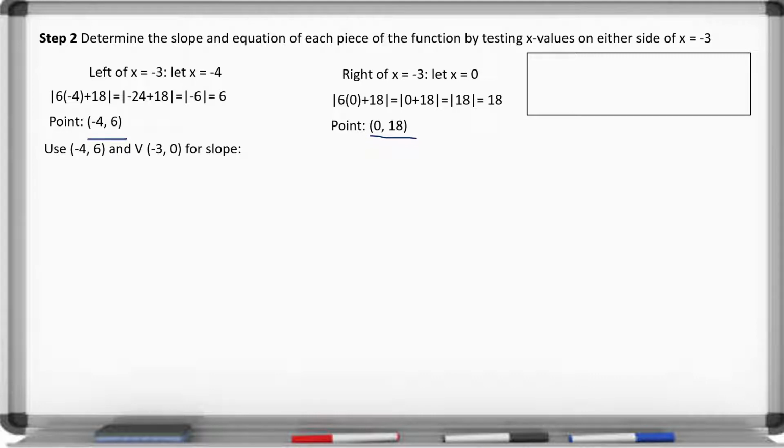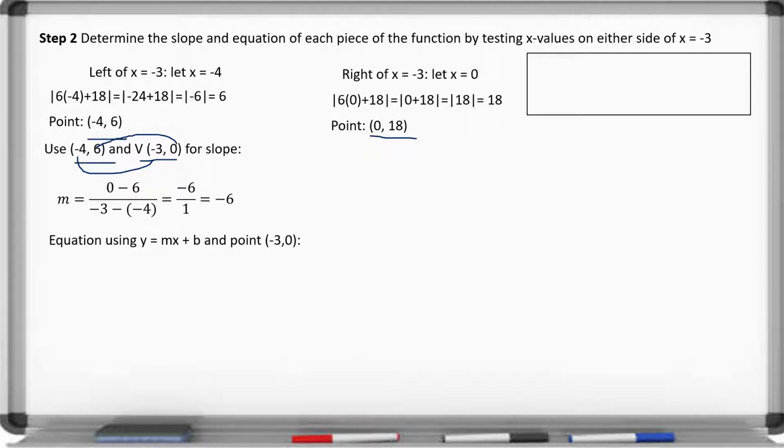We're going to use the (-4, 6) as well as the vertex that we found earlier in order to find the slope. Remember that we're going to be using the slope formula for this. So we're going to subtract the y's and then subtract the x's. We get a slope of negative 6. Then we're going to plug it in using y equals mx plus b. We're going to use the point (-3, 0). Plugging in negative 3 for x, 0 for y, and negative 6 for m, we get 0 equals negative 6 times negative 3 plus b. So 0 equals 18 plus b. If we solve for b, we get negative 18.